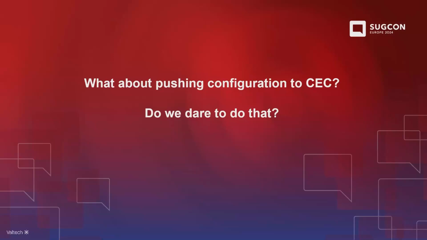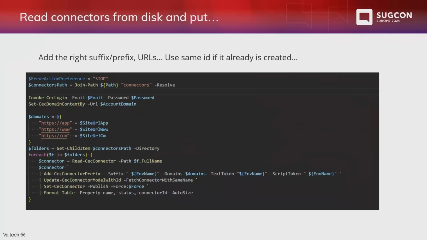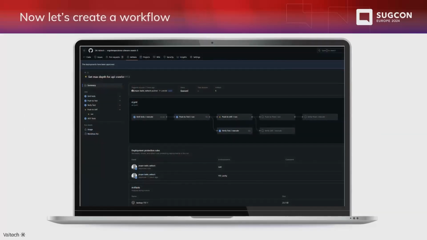But we made similar PowerShell methods to put it back. So instead of this fake VVB site and CM site, put in the real URLs. So we have our single source of truth and map that to the real one and make the put request back to Sitecore Search. And then we can have a real workflow with this configuration.